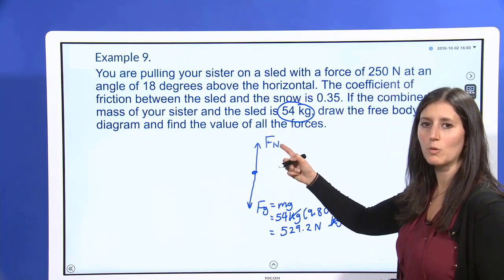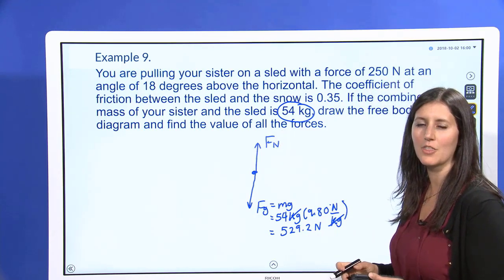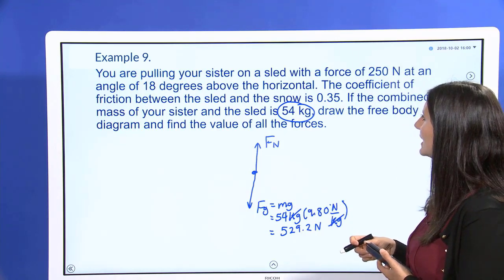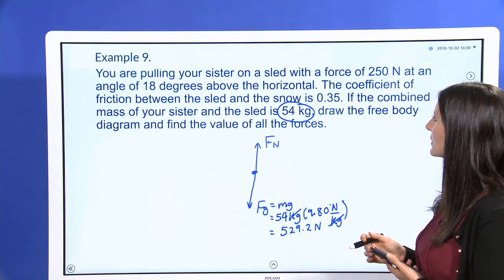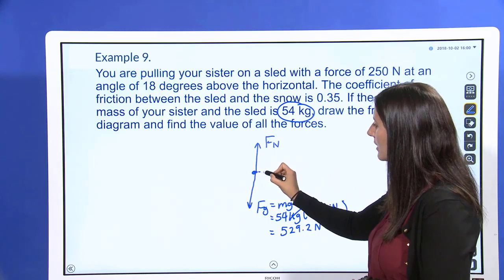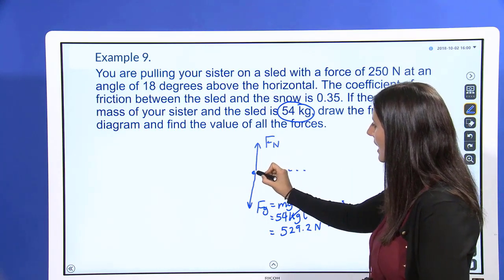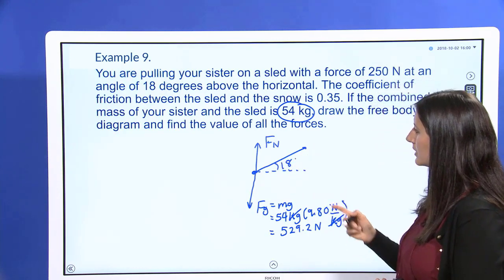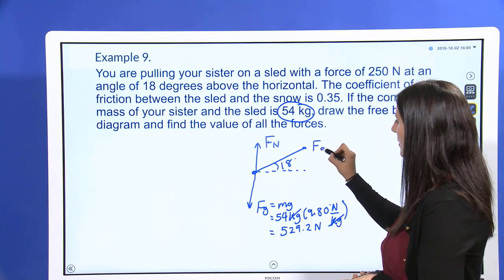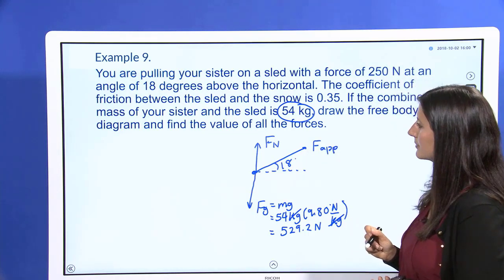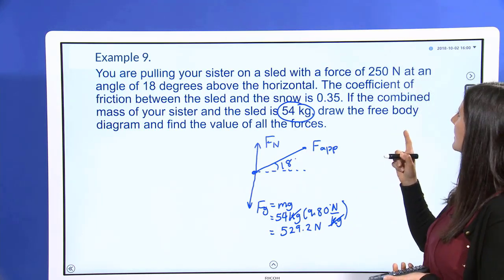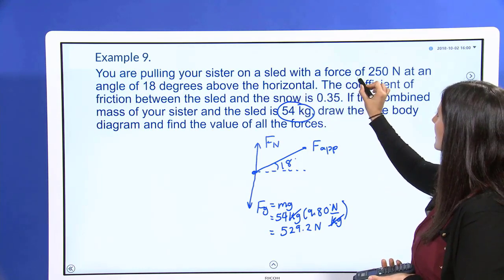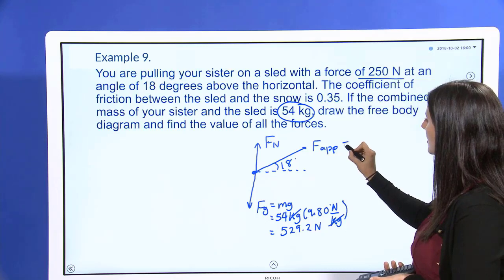Before we can calculate this normal force, we need to see if there are any other forces here that have y components in them. We have an angle of 18 degrees above the horizontal. So this is me pulling my sister on the sled at an angle of 18 degrees above the horizontal. This force is the force applied. It tells me that the force that I'm pulling my sister on the sled with is 250 newtons, so that's my force applied.